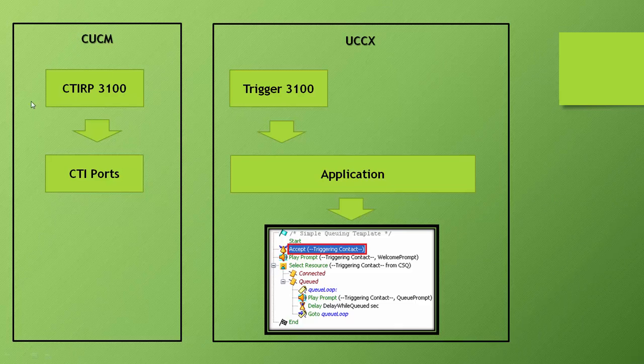So we have created the CTI route points and CTI ports in call manager. So when a call comes into the call manager and it matches a CTI route point, it basically sends a JTAPI route request to the Unified CCX, and Unified CCX replies back with the CTI DN, so that the call manager can pick up the CTI port and send the call out to the UCCX. So when the call comes to the UCCX, it matches this trigger and it's associated with the application. So now it's time to execute the script.